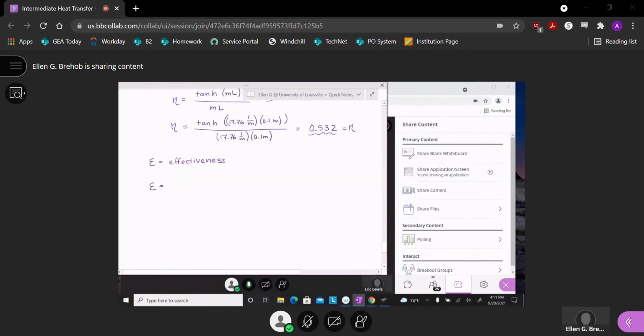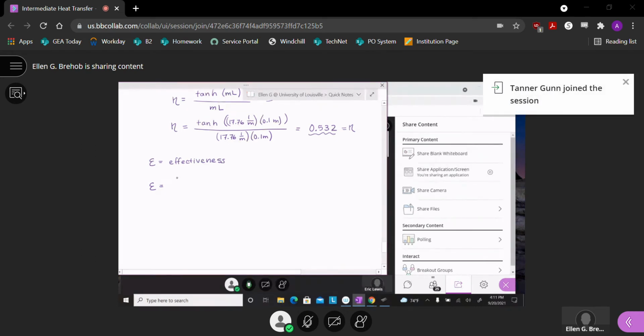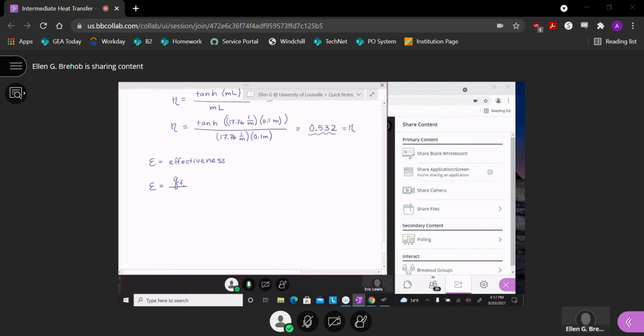And in words, effectiveness is still Q_f on the top, so the rate of heat removal by the fin. But if we slice that fin off, it's the heat removal by that base area without the fin. Boy, I don't know how to write that in symbols. We could put h A cross-section (T base minus T infinity). So again, rather than looking at the whole surface area of the fin, I sliced it off.